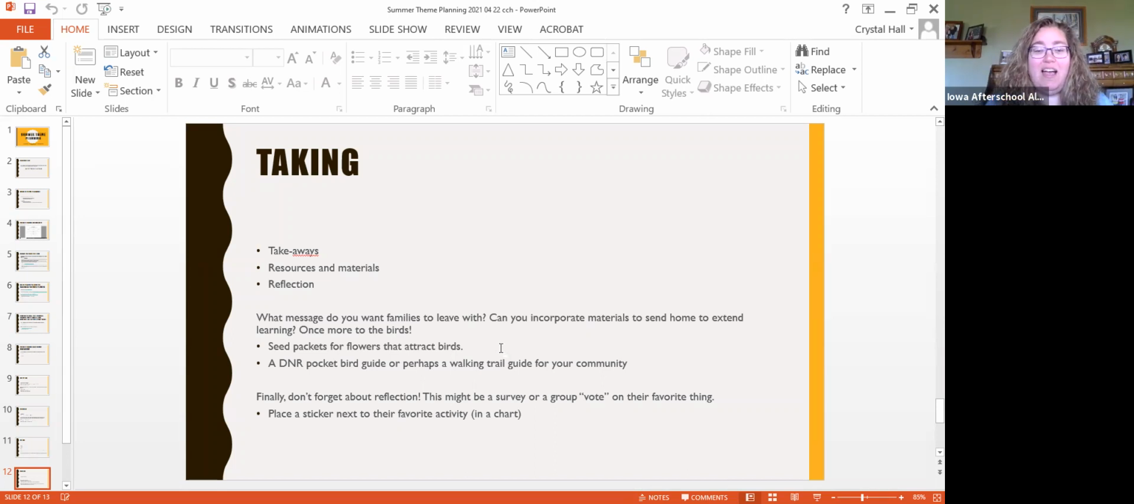And then again, for reflection, you might want to consider a survey. That's absolutely appropriate. Or again, a group vote on their favorite thing. So a very quick thing that you can do as a way of reflecting is, again, those sticker votes or even body votes. Go to this corner if this was your favorite thing, go to that corner if that was your favorite thing, or place your sticker to mark the thing that you liked best.